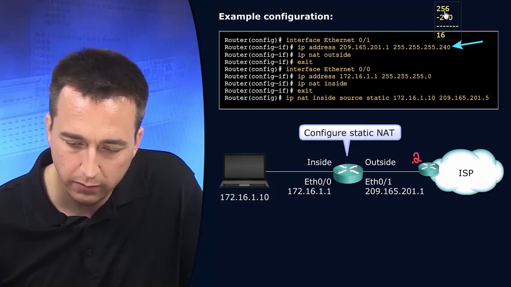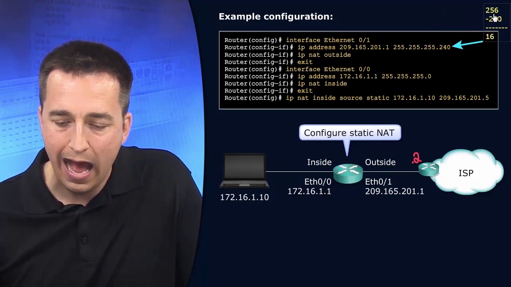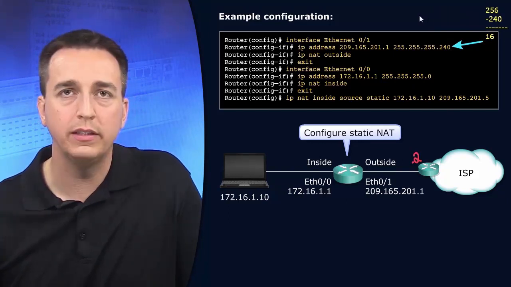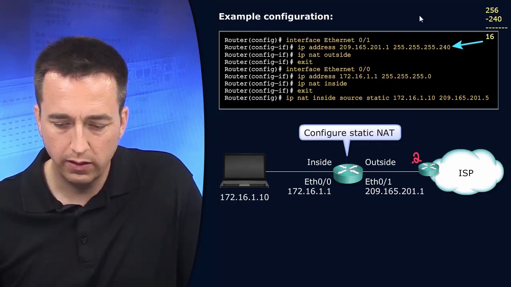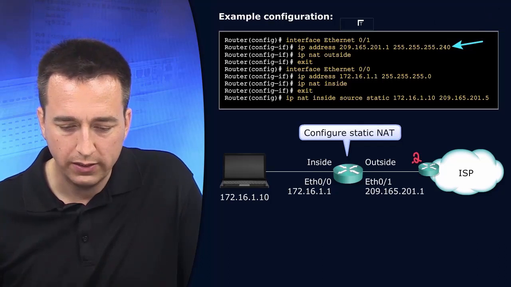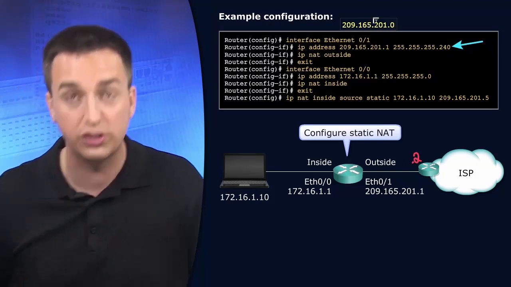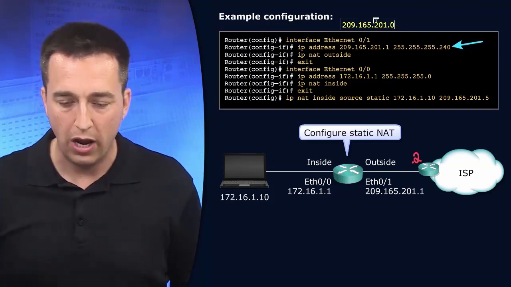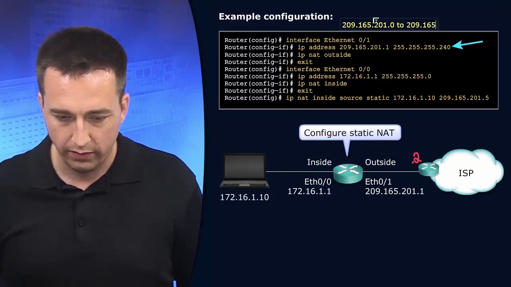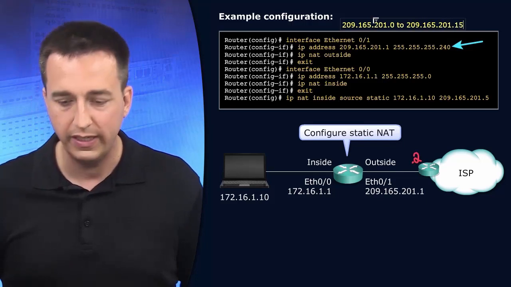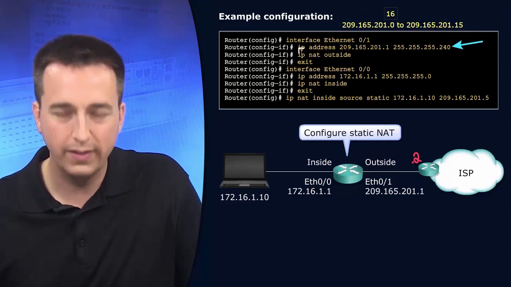So what does this mean to us, this 16? Well, the 16 is telling us how many addresses are available within the block of addresses. There's a total of 16. And how do we determine that? Well, if 209.165.201.0 is the start of our address block here, then the ending is going to be 209.165.201.15. 16 total addresses.